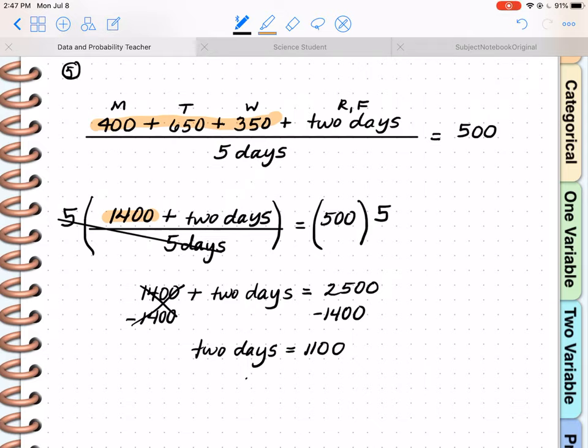So we want to know what 1 day would be. So 1,100 divided by 2 is 550. So they're going to have to sell 550 bagels on Thursday and Friday for this to work. Good problem.